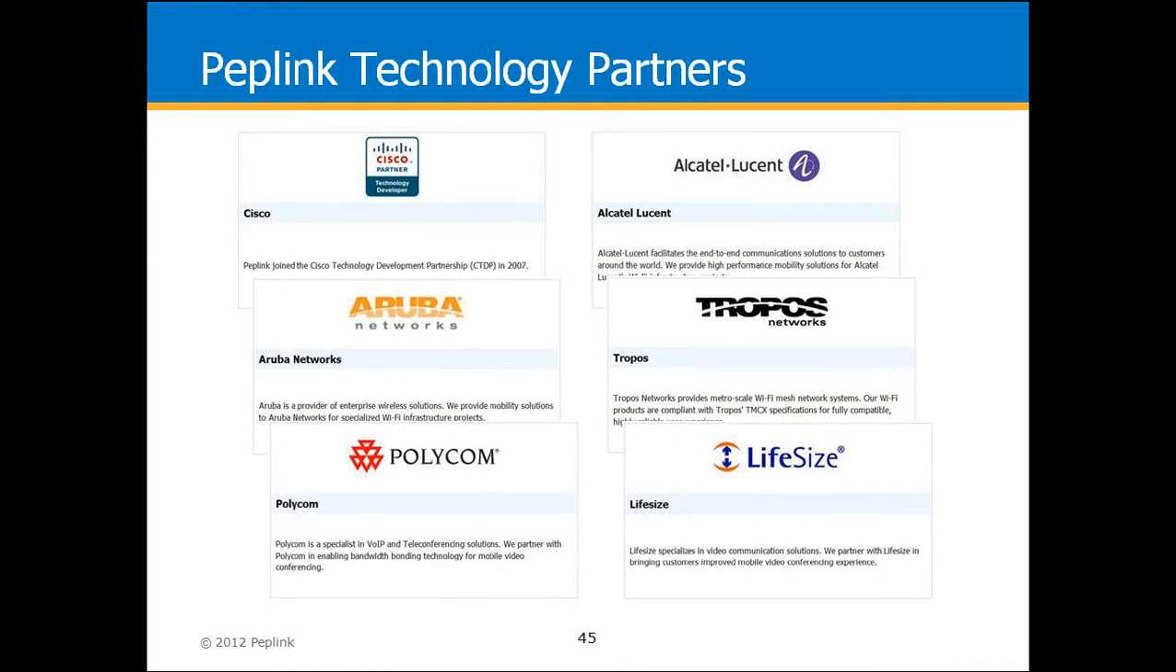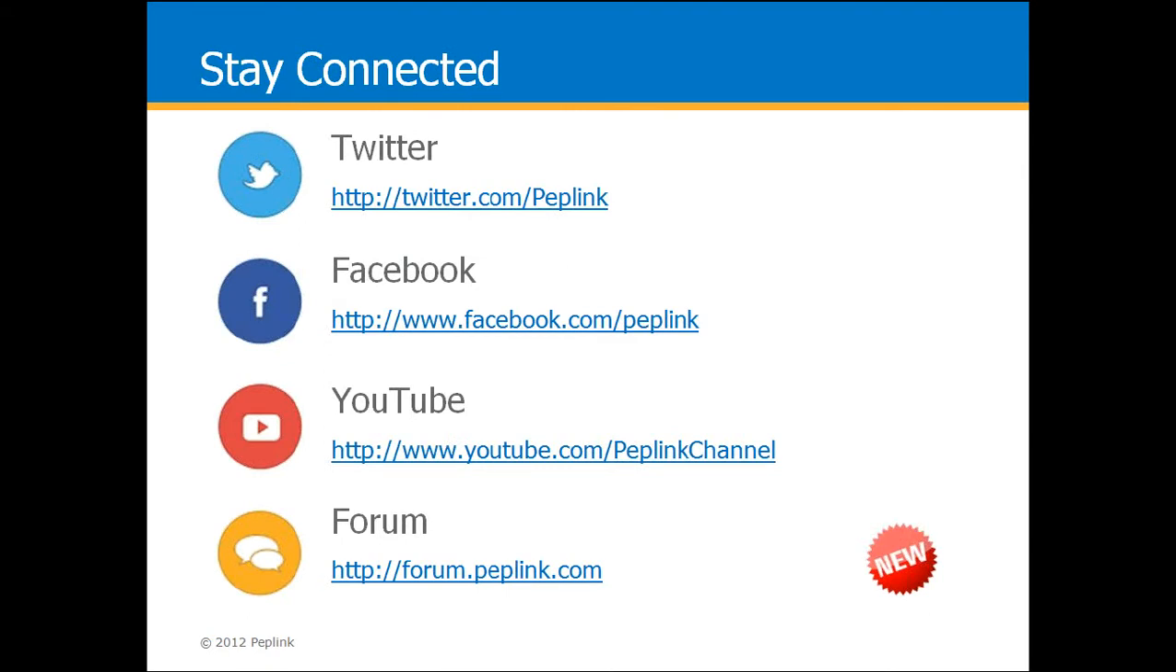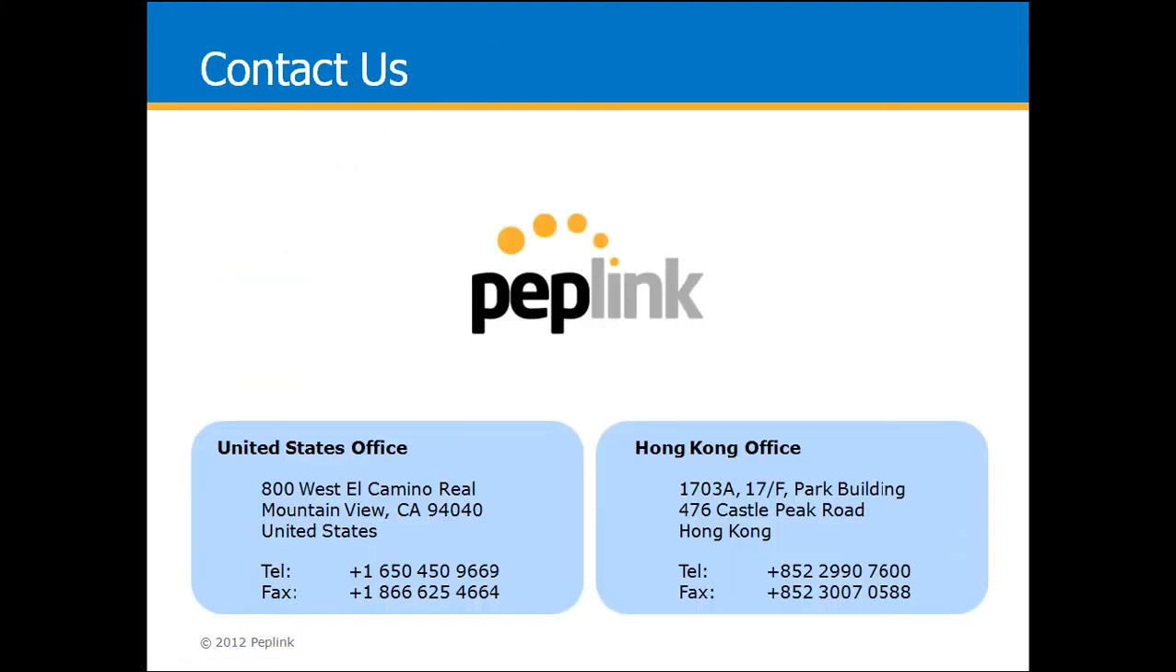Some of our technology partners: Cisco, Alcatel-Lucent, Aruba, Tropos, Polycom, and Lifesize. And Peplink has offices globally, of course, in the U.S., Italy, Saudi Arabia, South America, and Hong Kong. And of course, we're on the usual social media channels. And there's just our contact us information.